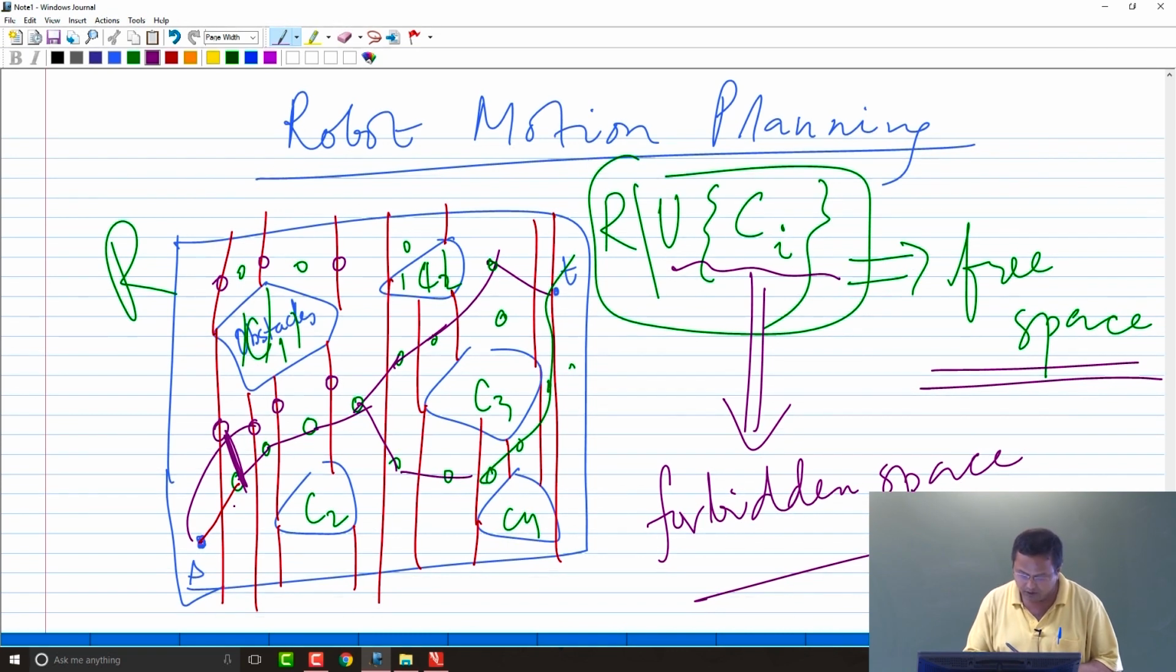Other point? So, S is the source, T is the destination. The point robot wants to go from S to T.